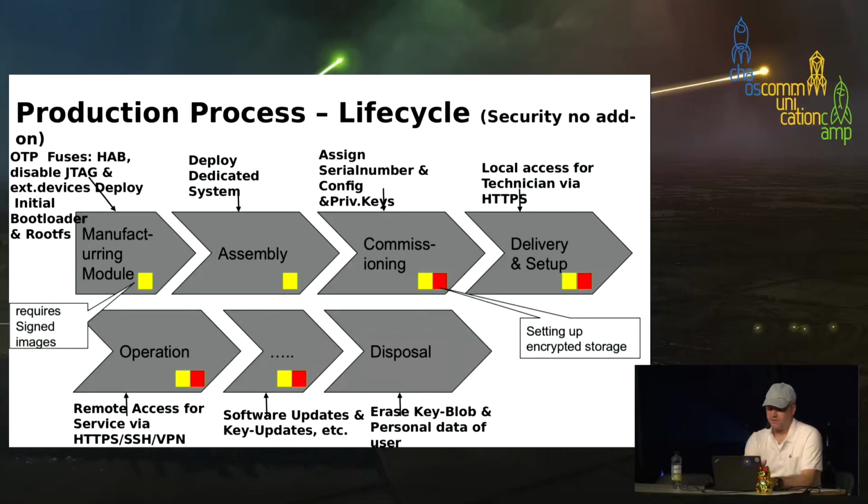So starting from manufacturing the module, assembly, putting together all the parts, attaching the battery, attaching sensors, the commissioning phase, setting the serial number, and then delivering and setting up on the spot and during operations. It's also important to talk about software updates. It's not possible to use any functionality like APT, Debian package updates or whatever. So we have to update our images completely.